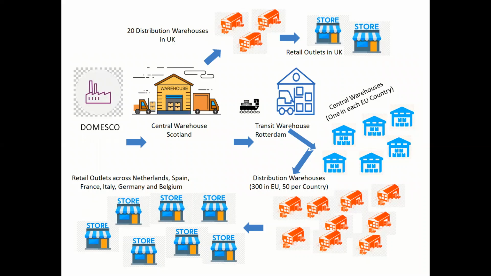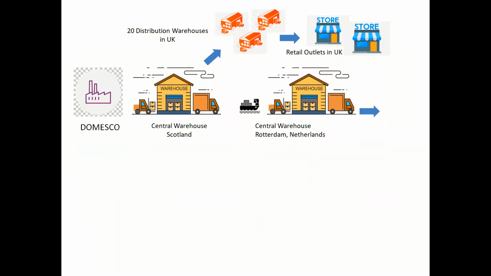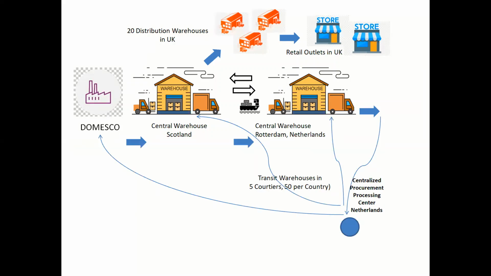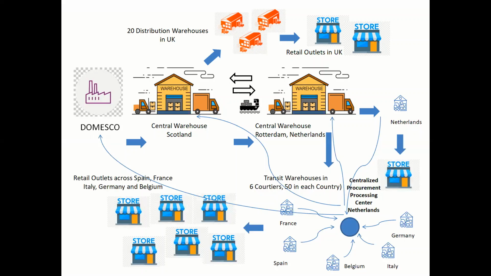This is the existing distribution process across the UK as well as the EU market. And here we are suggesting that we should start with a temporary warehouse. Instead of the temporary warehouse, we start with the central warehouse. Then we suggest a centralized procurement processing center based in the Netherlands and connected to all the different transit warehouses across the European Union, where we have France, Spain, Germany, Italy, Belgium, and the Netherlands. This is the network of sharing information from transit warehouses through centralized procurement processes, through the central warehouse in Rotterdam and the central warehouse in Scotland, and the DOMESCO factory based in Glasgow. And then over here, we have the outlets that are being served.